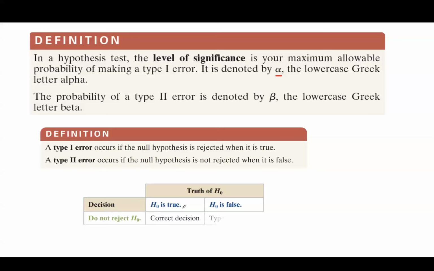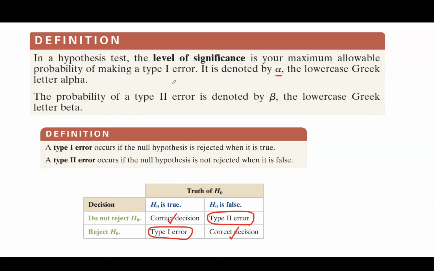If the null hypothesis is true and you do not reject the null hypothesis, this is a correct decision. However, if null hypothesis is false and you don't reject it, this is called type 2 error. If the null hypothesis is true, but you reject the null hypothesis, we call it the type 1 error. If the null hypothesis is false and you reject the null hypothesis, it is a correct decision. So that's how you can summarize type 1 error and type 2 error using this nice table.